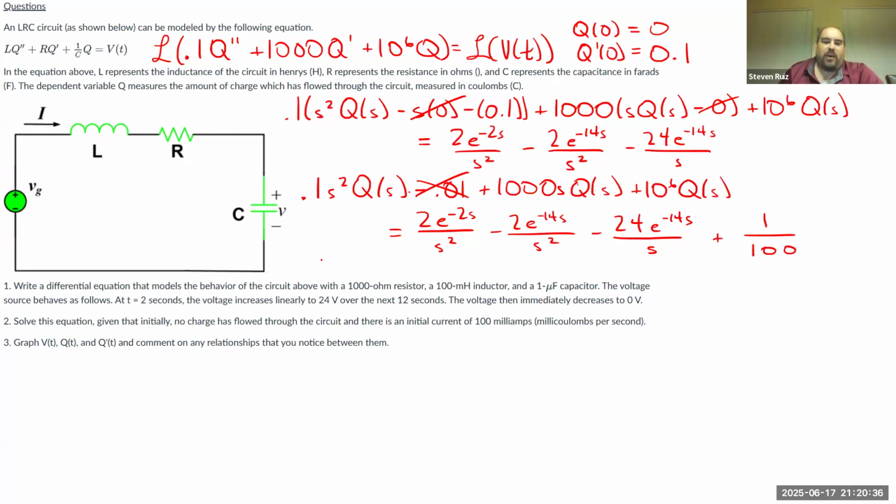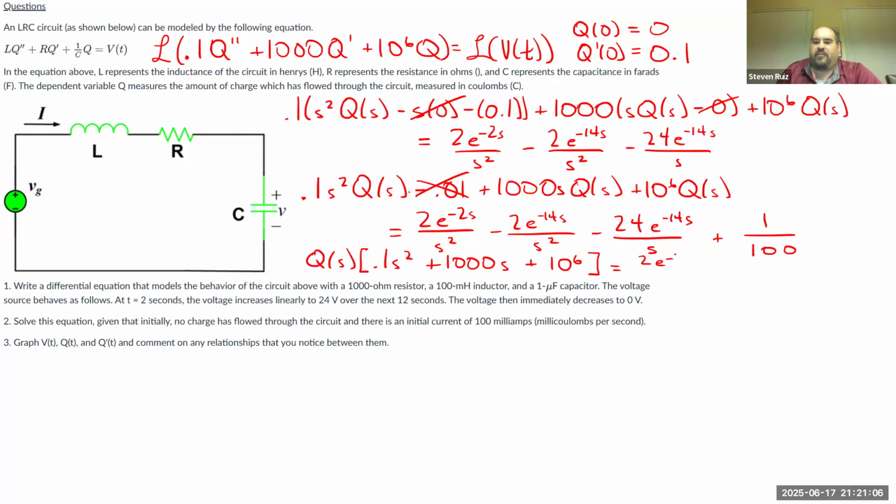All right, so then what do I have? On the left, I can factor out Q of S out of a bunch of terms. So if I factor that out, I have 0.1 S squared plus 1,000 S plus 10 to the 6th equals all this other stuff.